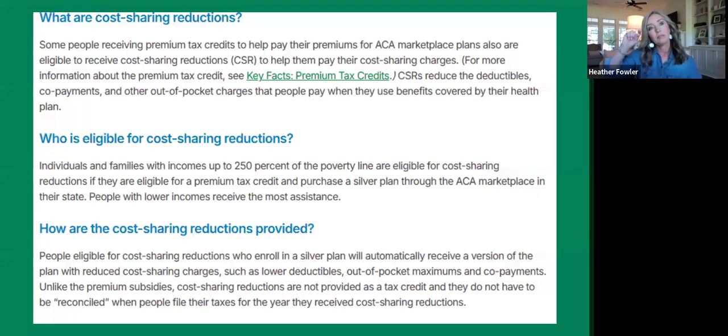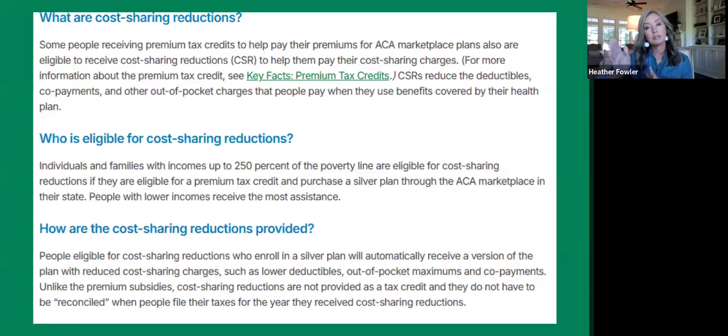In Health Sherpa, over to the right-hand side, when you do a quote, under the amount they're going to be eligible for monthly for their premium tax credit, you'll see what looks like a little gold octagon or badge. That's showing you that they qualify for cost share reductions. Individuals and families with incomes up to 250% of the federal poverty line are eligible for the cost share reductions. But remember that those cost share reductions only apply to the silver plans.